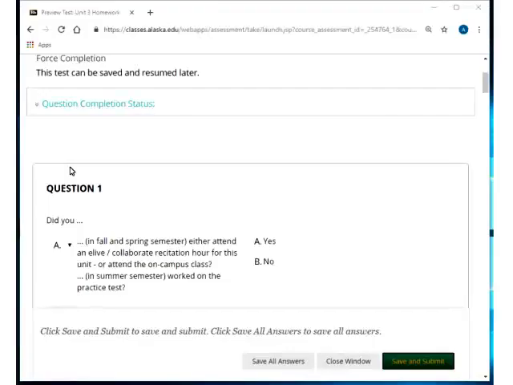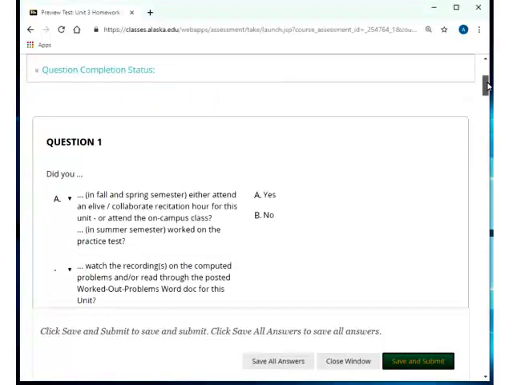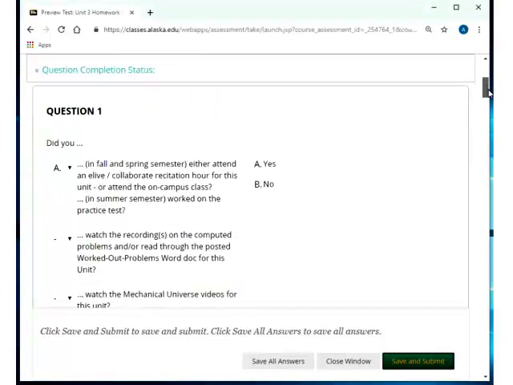This is the recording for the Unit 3 homework, Energy and Momentum. Question 1, simply answer all of these with yes. You can read through these.